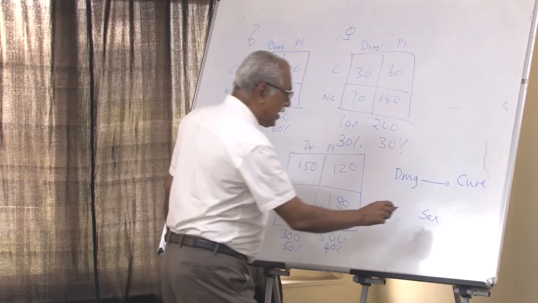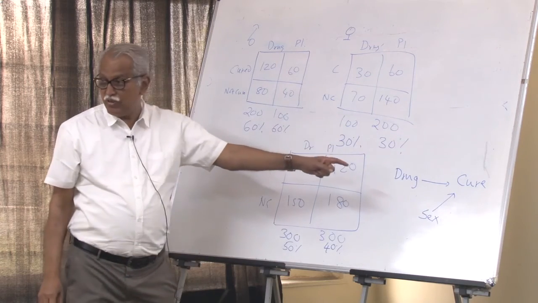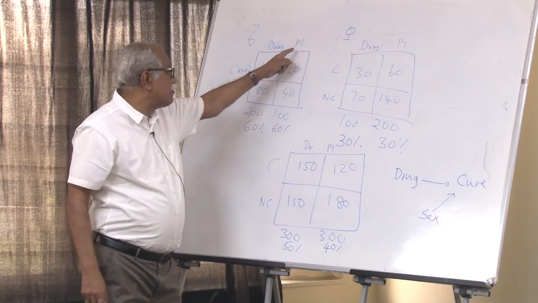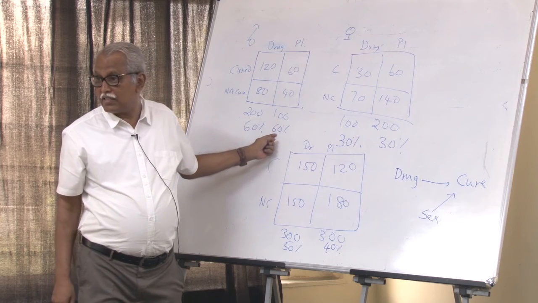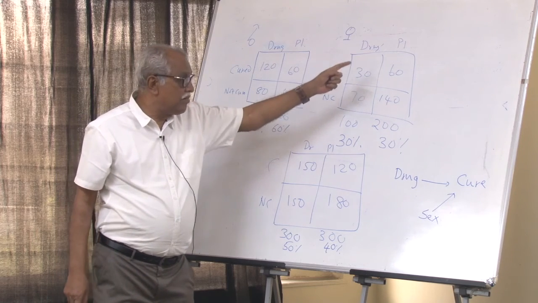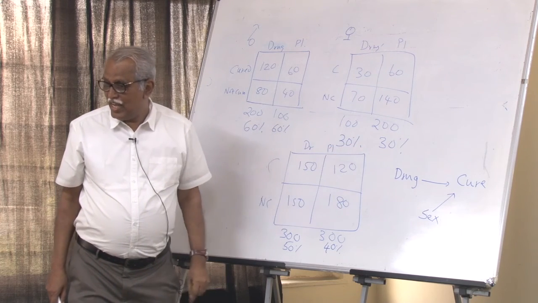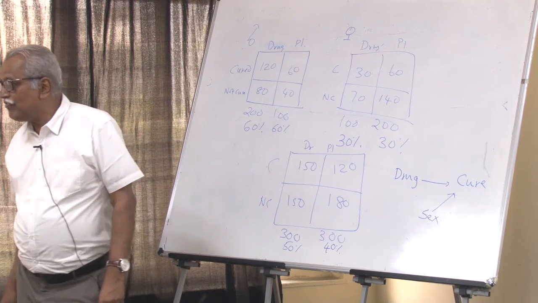If you look here, among the placebo men, what is the cure rate? 60%. Cure rate among placebo women? 30%. And what does it suggest? That men, by virtue of the fact they are men, have a higher cure rate. Period. So this arrow is real.